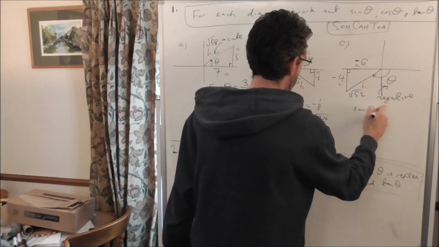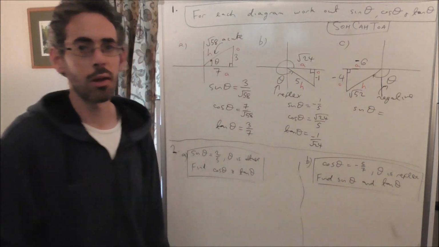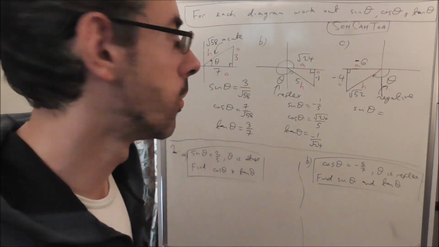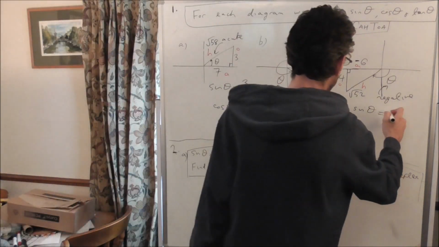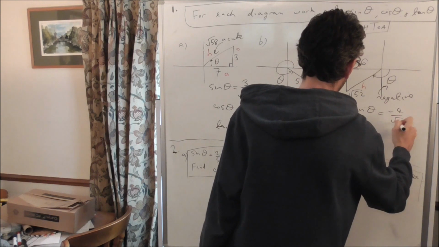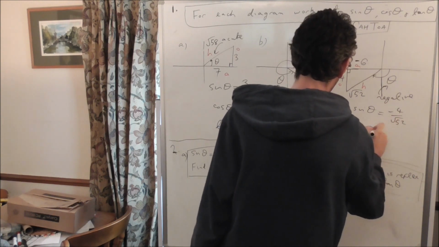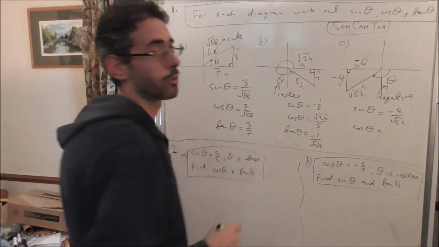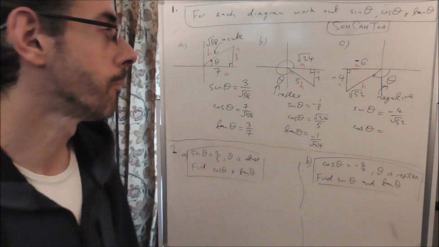Sine theta is opposite over hypotenuse. So that's just minus 4 over root 52. Cos theta is adjacent over hypotenuse, which is minus 6 over root 52.